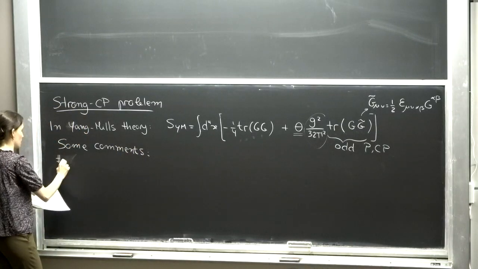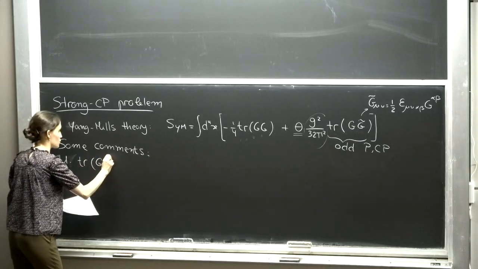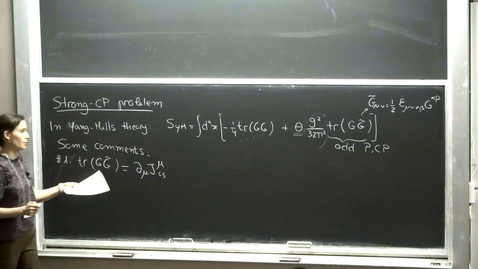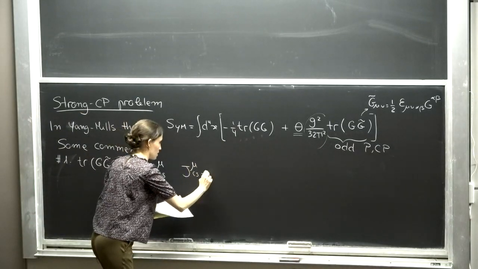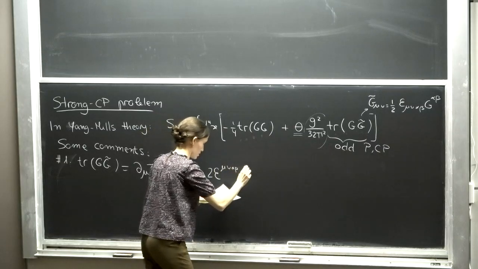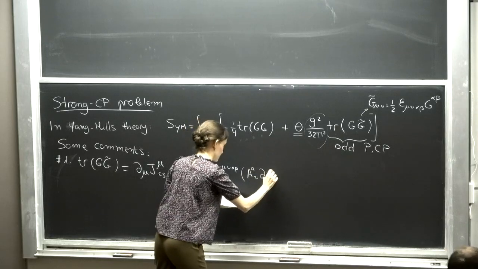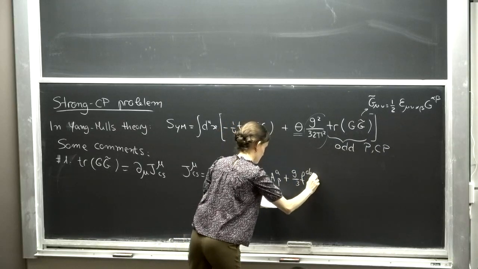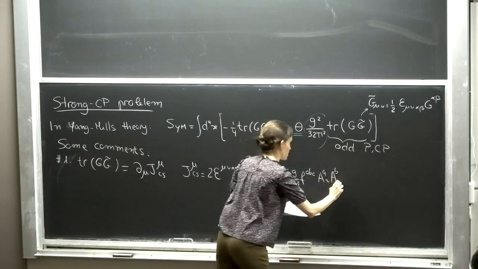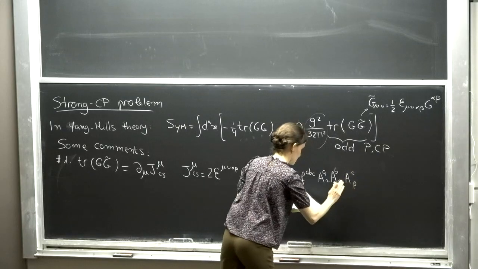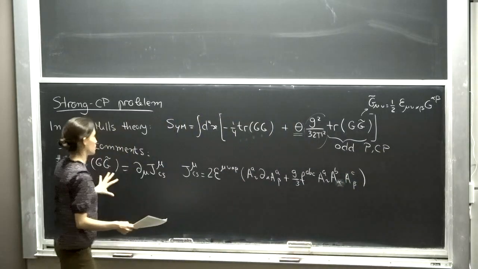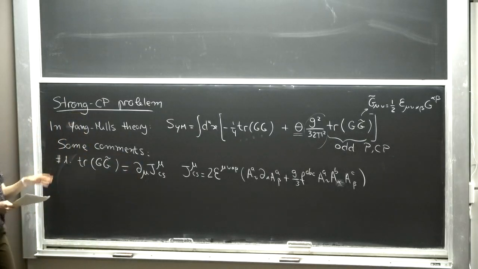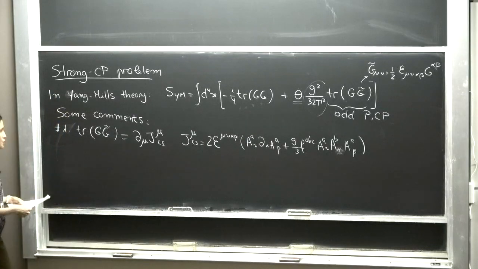First of all, and again, Masha may have already mentioned this, I'm actually not sure, the operator GG dual can be written as a total derivative of a current that is the Chern-Simons current. I'll just write it for completeness. Okay. So this means in particular that this theta term has no effect at the level of perturbation theory. The effects of this theta term are purely non-perturbative.